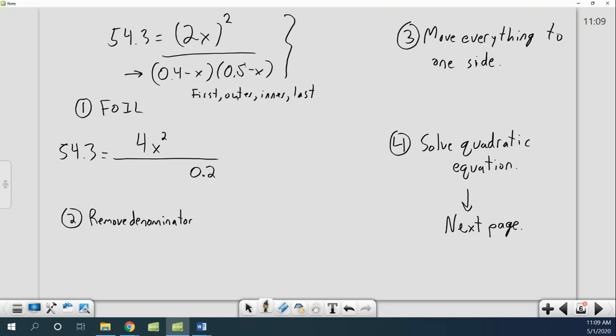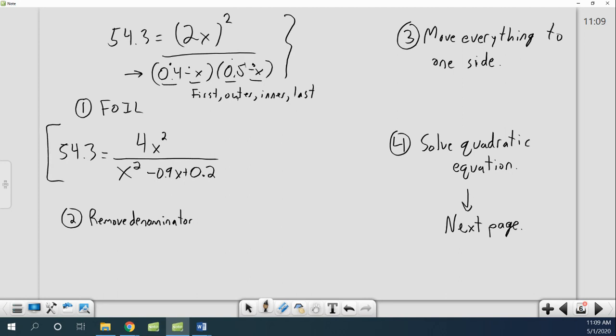My outside and my inside. So my outer ones would be 0.4 and negative x. My inside ones would be negative x and 0.5. So I have negative 0.4x and negative 0.5x, which means I have negative 0.9x in total. That was a positive 0.2. And the last ones I got negative x times negative x, which is a positive x squared. So there, I have FOILed the bottom. So that's kind of step one complete right here.